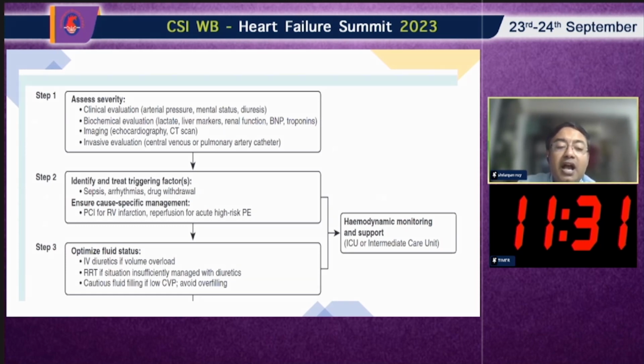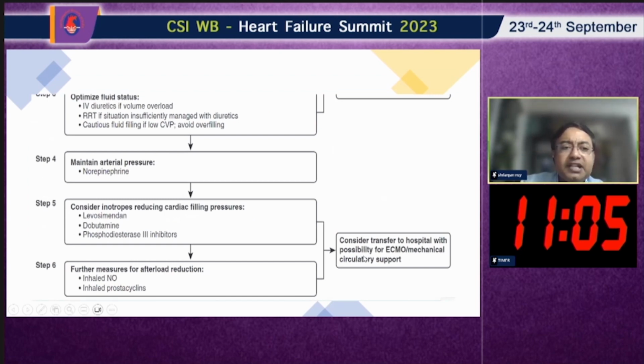We have to optimize the fluid status, which is of utmost importance in a patient with suspected systemic congestion. IV diuretics are the mainstay of therapy if there is volume overload, and renal replacement therapy is required in situations insufficiently managed with diuretics, like diuretic-resistant cases. Cautious fluid filling is to be done if there is low central venous pressure, but we have to be very careful not to overfill the patient or cause fluid overload. Hemodynamic monitoring and support should ideally be done in the ICU or a good HDU setup.